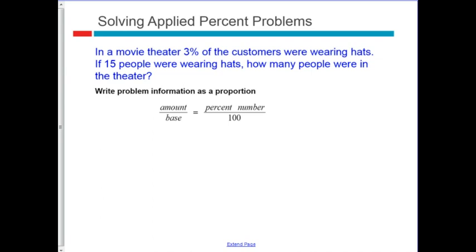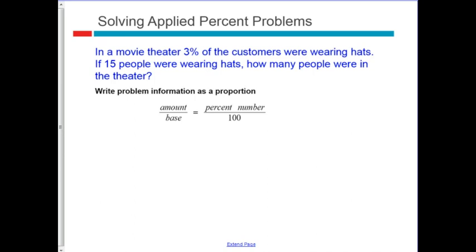The best way to explain what I mean by an applied percent problem is to give you an example. In a movie theater, 3% of the customers were wearing hats. If 15 people were wearing hats, how many people were in the theater?